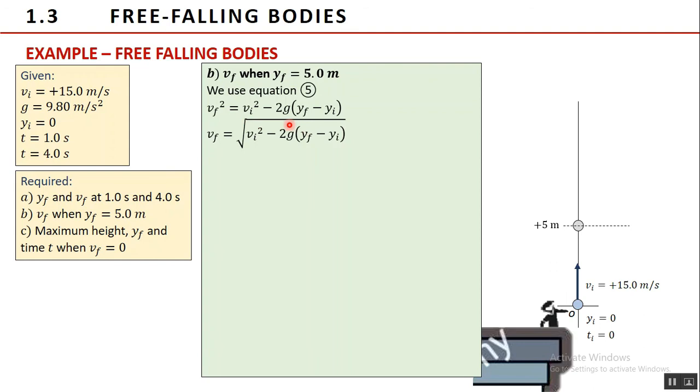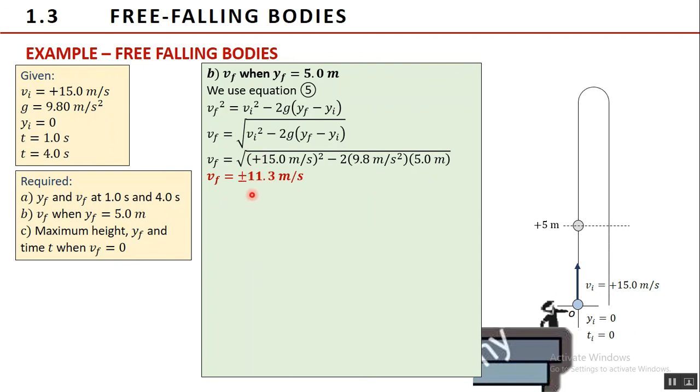Then, we take the square root of both sides of the equation. Substituting and pressing on the calculator the values will give a final velocity of positive and negative 11.3 meters per second. So what do these positive and negative signs mean? Try to observe that the ball reaches a position of 5 meters above the railing of the building twice.